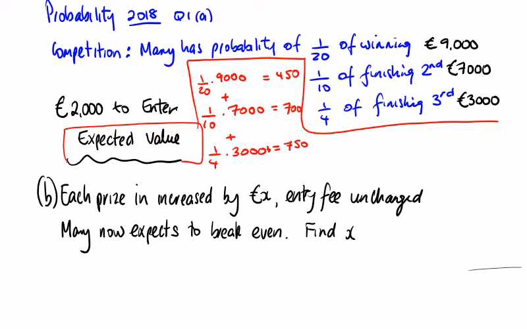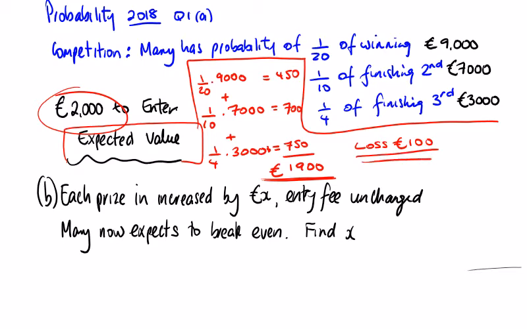So that's 1450 and 450, which is 1,900 euro, is what in the long run she would expect to win if she entered this competition loads of times. It's 2,000 to enter, so the loss is 100 euro. An expected value question, quite an easy question. How can they change it up? They bring an X in.